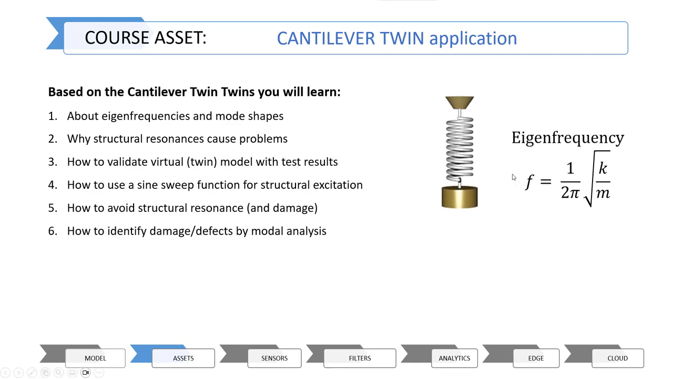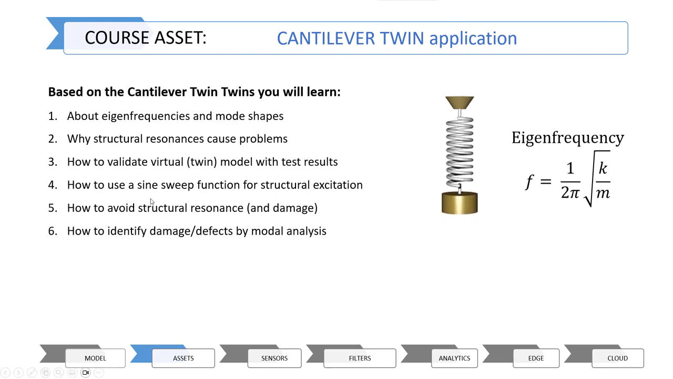You have probably used this formula to calculate the eigenfrequency of an oscillating mass hanging in a spring, but you might not be familiar with the term mode shapes and how you can use a mode shape to solve a structural resonance problem. Then I will teach you about why structural resonances cause problems that could be fatigue or other failure modes. And then I will teach you how to validate a virtual or digital twin model, which you might use in order to get extra information about the structural health of a structure.